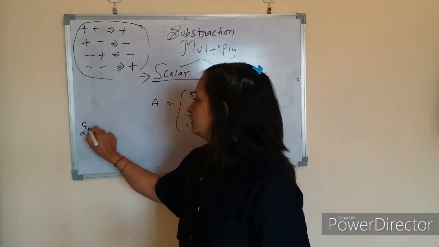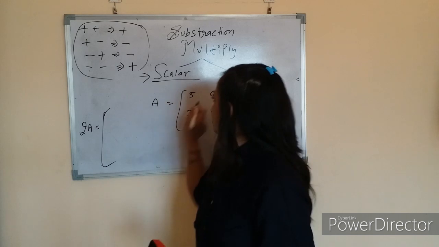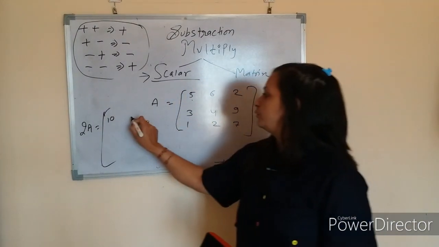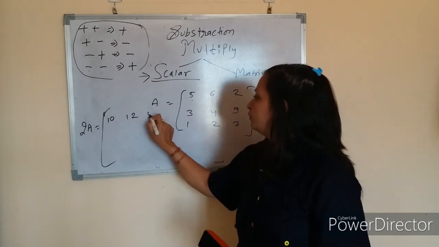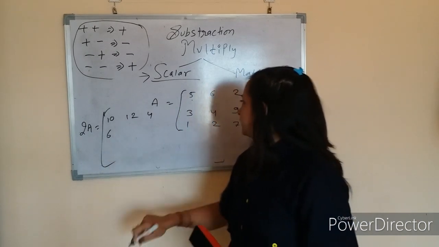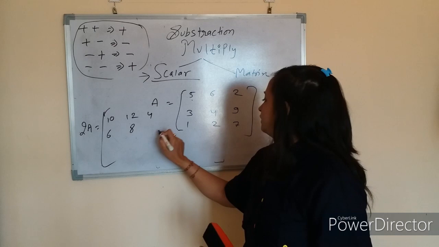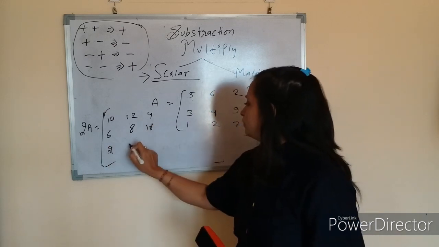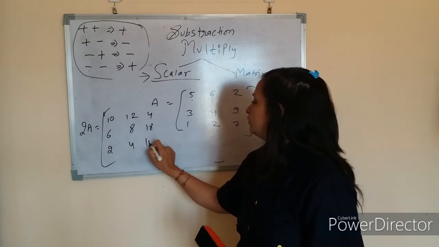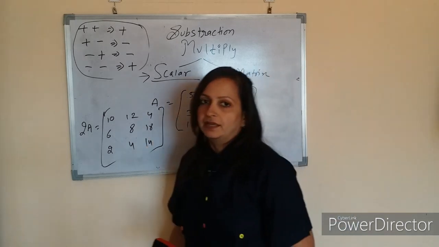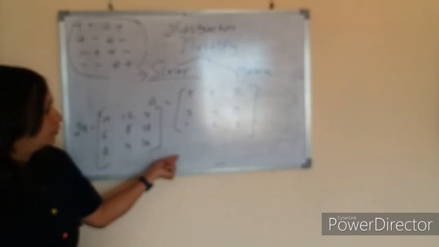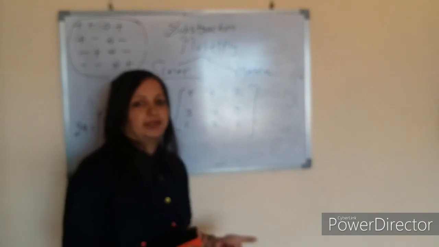I have to multiply each and every element with 2. So what will be 2A in this case? Here I am multiplying 5 into 2, that is 10, 6 into 2, 12, 2 into 2, 4, 3 into 2, 6, 4 into 2, 8, 9 into 2, 18, 1 into 2, 2 into 2 and 7 into 2, that is 14. So this is the answer which I got of 2A.